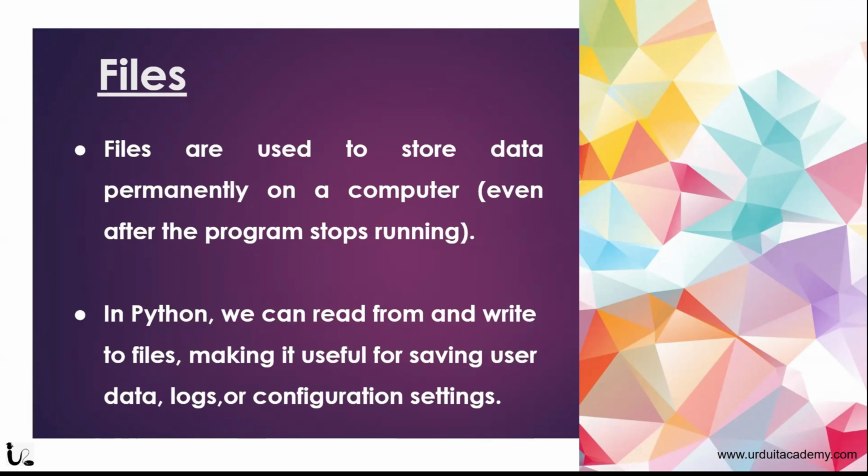Before that, what is a file? A file is a collection of data stored on a disk with a specific name and format. It can contain text, images, audio, video, or any kind of binary data. Usually, we have text files or binary files. Text files contain plain text and have an extension like .txt or .csv. A binary file contains data in binary format, for example images, videos, and files with the extension .exe.